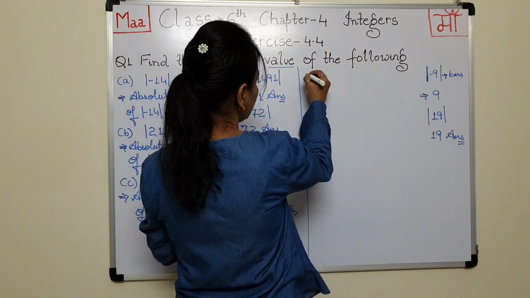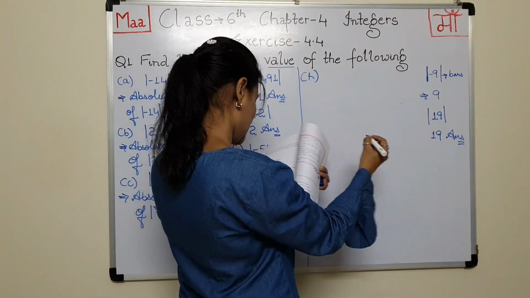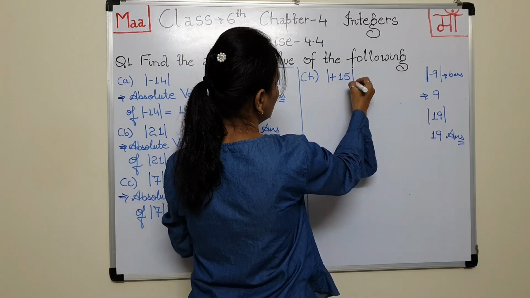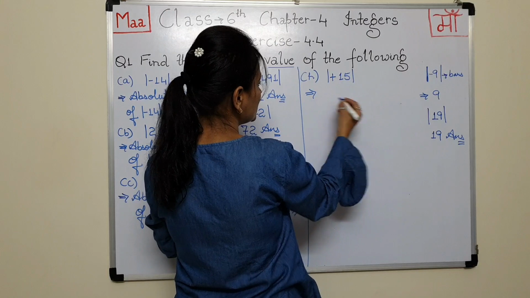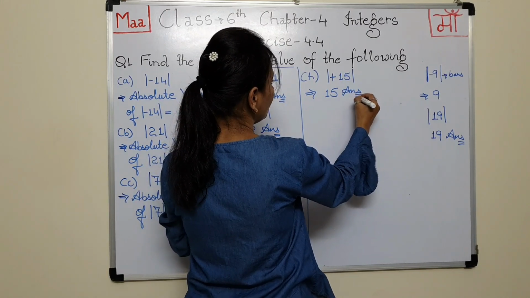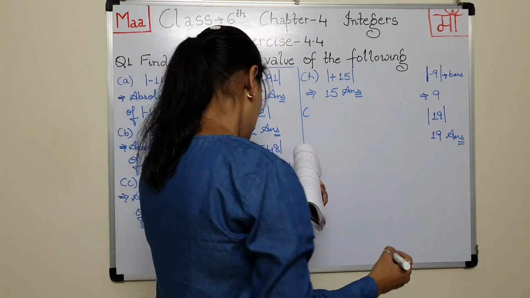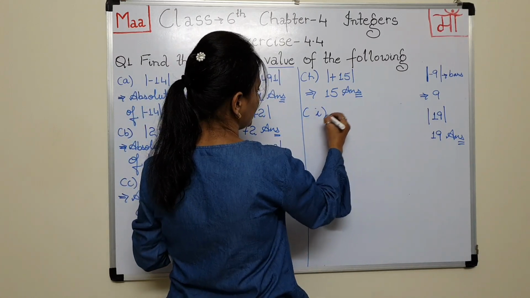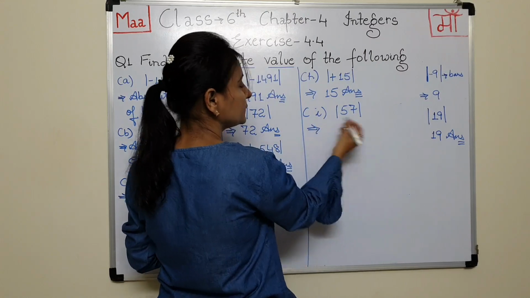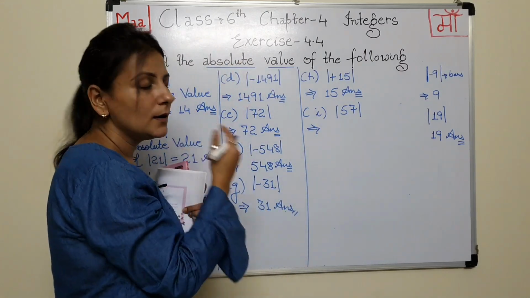After G, it is H part. In H part, it is given plus 15. So the absolute value of plus 15 will be what? It will be only the numerical value 15. Okay. Then in next part, it is 57. Now I hope it is clear. So in same way you have to do all the parts.